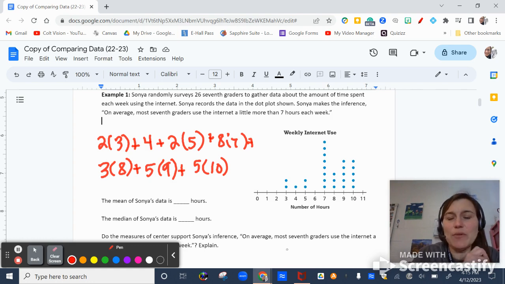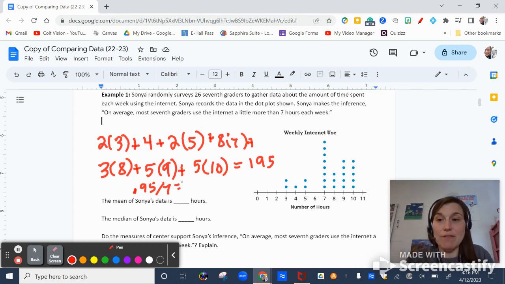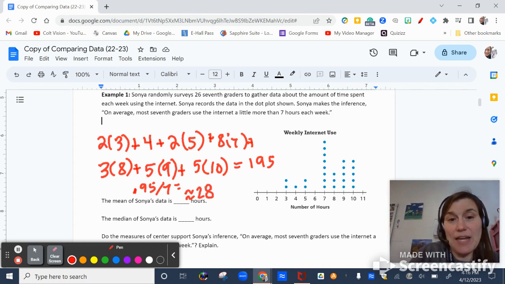Okay, so I'm going to take all these numbers and add them together to get a total. When I add all these numbers together, I get 195, and I'm going to divide that number by 7. So 195 divided by 7 is about 27.85. So that sounds like about 28 hours. Right, that doesn't make any sense. Why divide by 7? Divide by 27. That's better. Sorry. So my guess is going to be somewhere around 7.